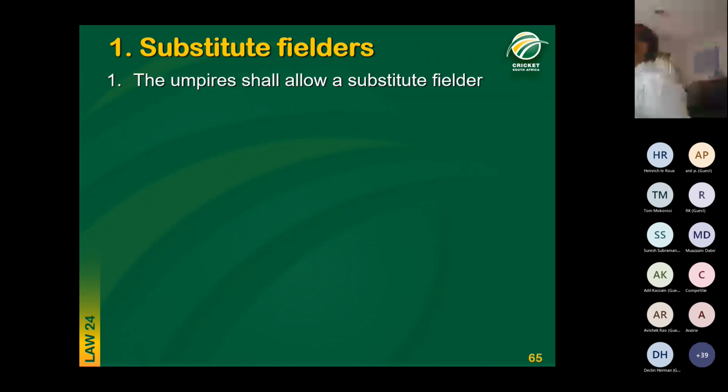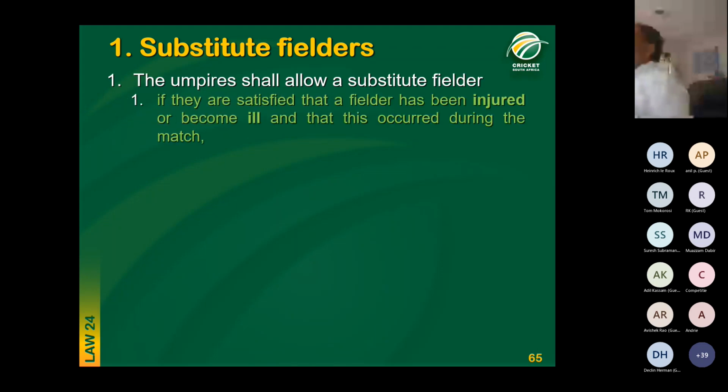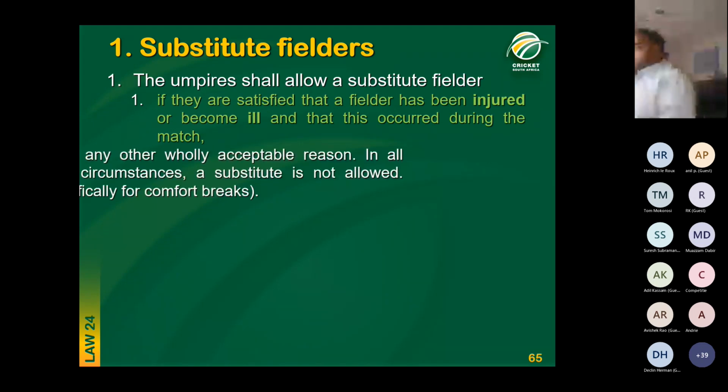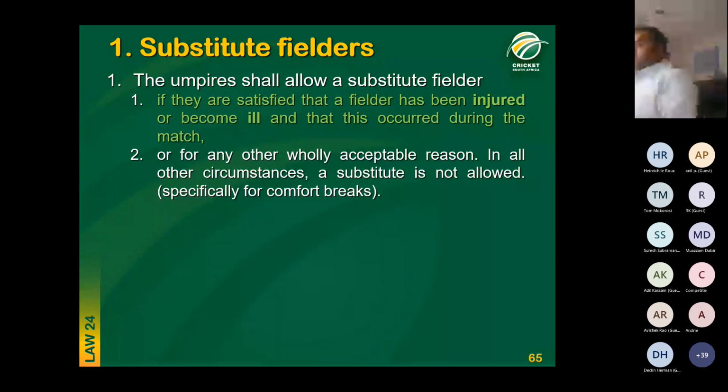In terms of substitute fielders, the law allows a substitute fielder. And who allows the substitute fielder? Only the umpires. The captain has no say. What criteria does the umpire need to take into account? Firstly, if the umpire is satisfied that during this particular game the fielder became injured or ill. That's the first criterion. The other criterion is a wholly acceptable reason. If there's a wholly acceptable reason, the umpire shall also allow a substitute fielder.